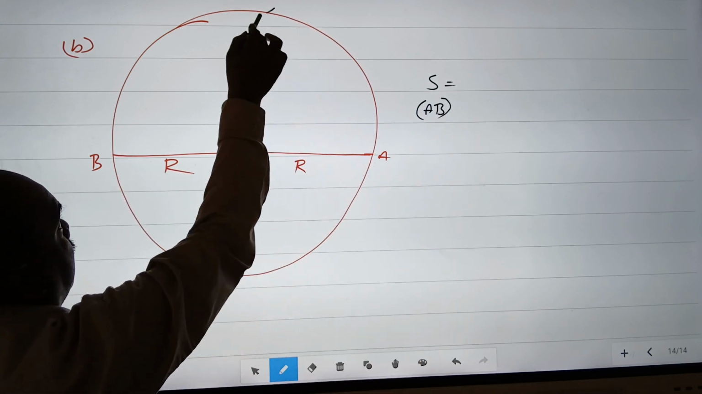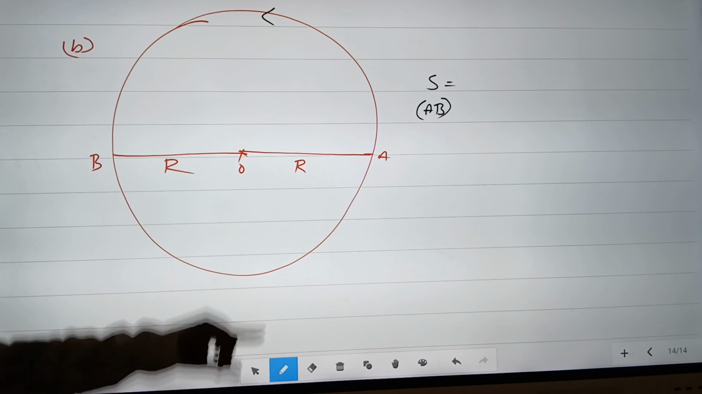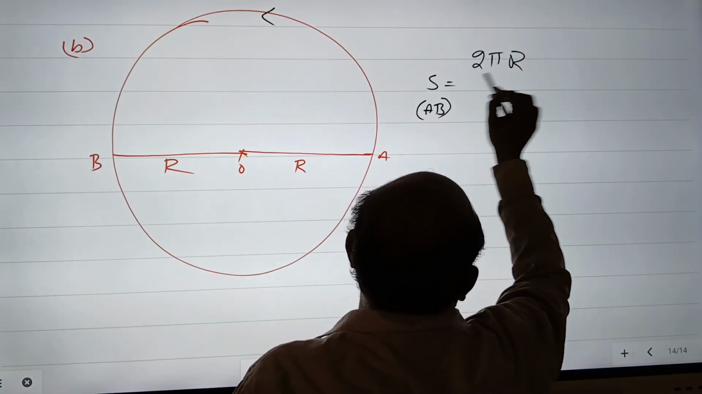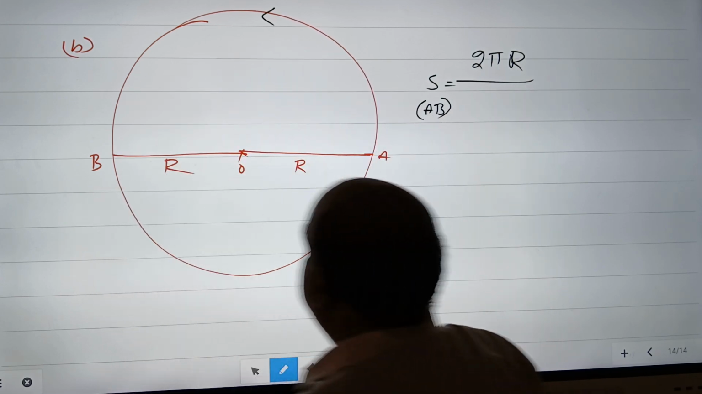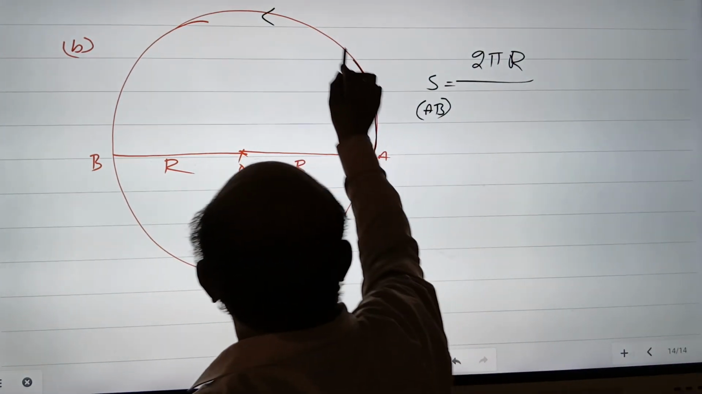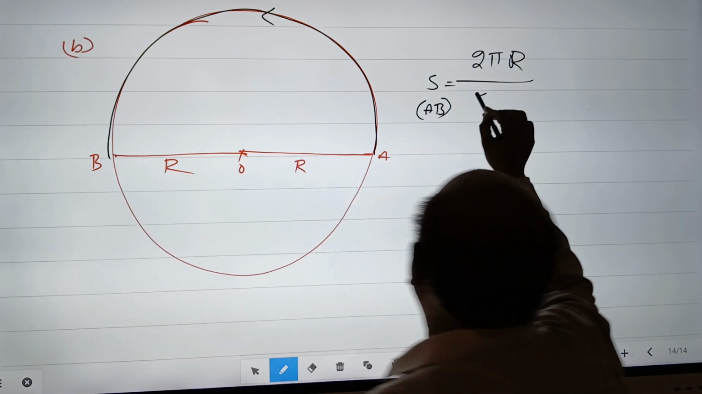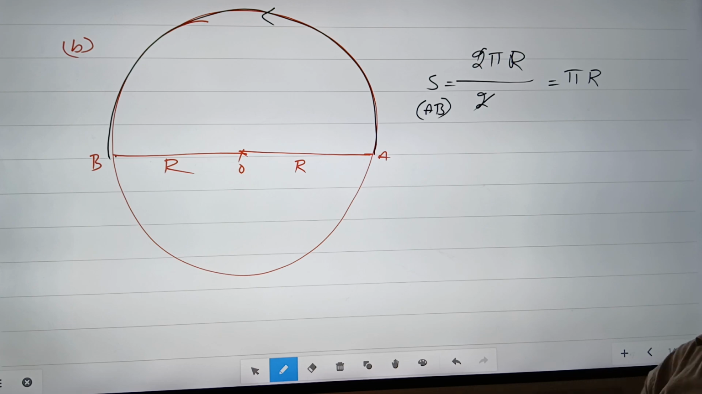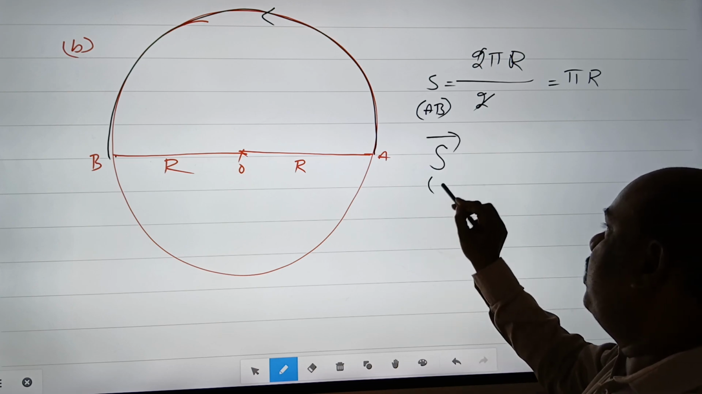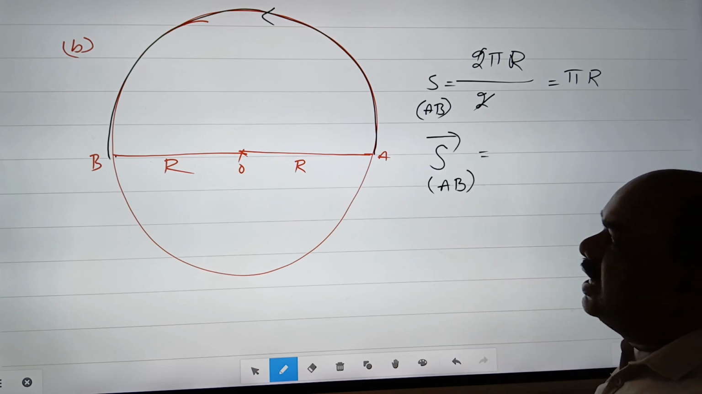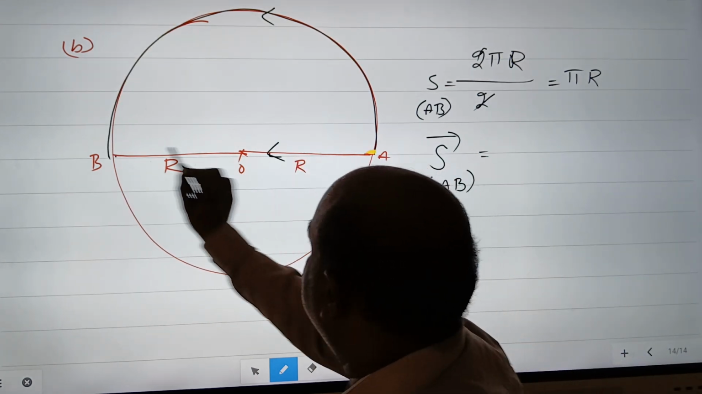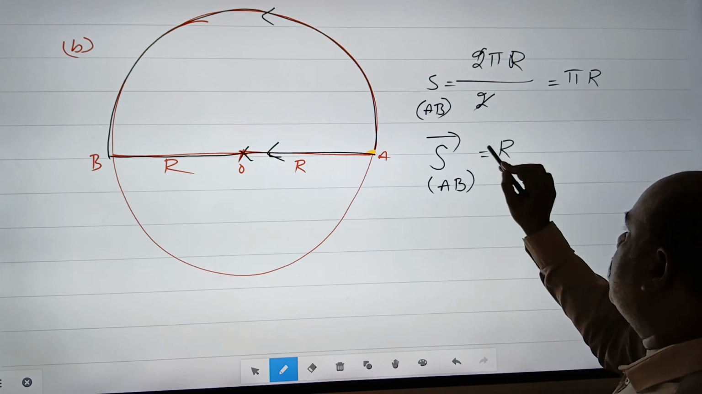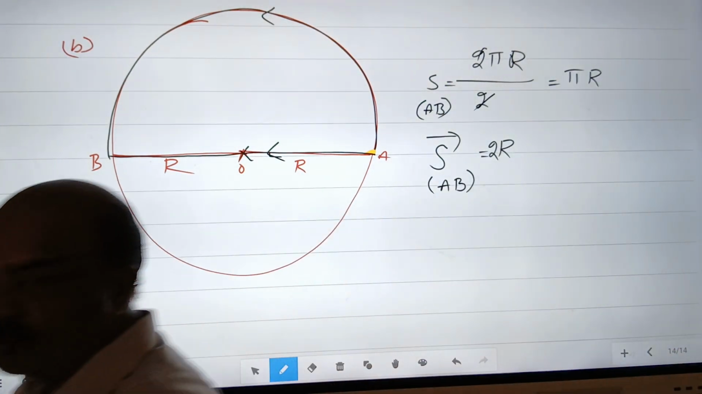Total path like this, beta, A to B. If it is a complete circle, what will happen? 2 pi r. But what happened? He covered only half the distance. He did not come back to A. He is at B. Finally he reached B. So only half the distance he covered. The 2s cancel. Finally it is pi r. Distance is pi r. Displacement from A to B is always a straight line, directly going like this. So r plus r, how much? Straight line, r plus r which is equal to 2r. This is the second case.